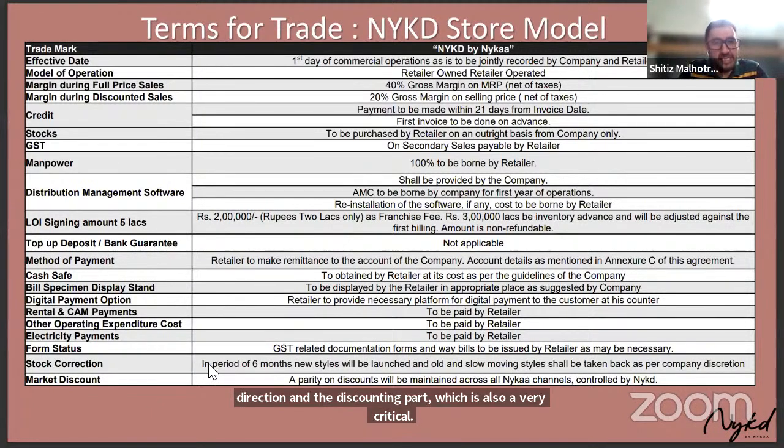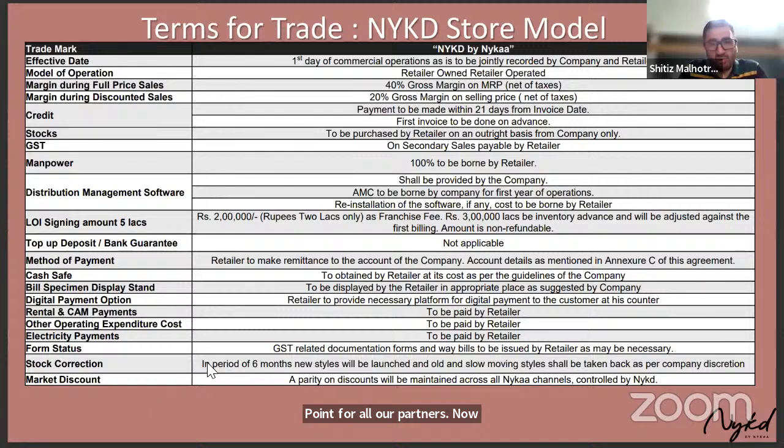Now, what we are saying is that whatever is the unsold inventory left in your store, from time to time, we do mention here 6 months. It is not exactly 6 months. It could be 4 months also, 5 months also. Whatever is slow moving, we will take it back and we will give you fresh inventory against it. We don't want to leave you with any dead stock, and from time to time we will keep on refreshing your store.